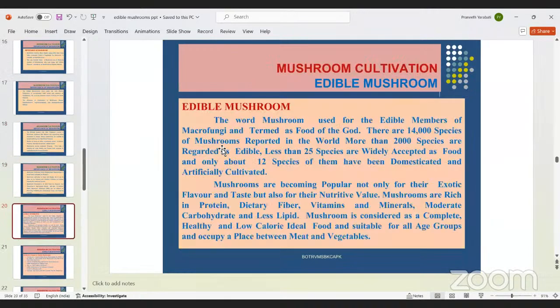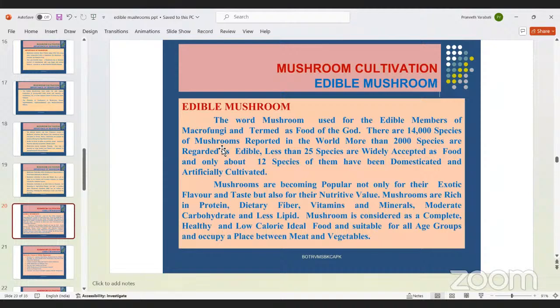So next topic is the edible mushrooms. The word mushroom is used for the edible members of the macrofungi, termed as the food of the gods. There are 14,000 species of mushrooms reported in the world, and more than 2,000 species are regarded as edible out of 14,000 species.